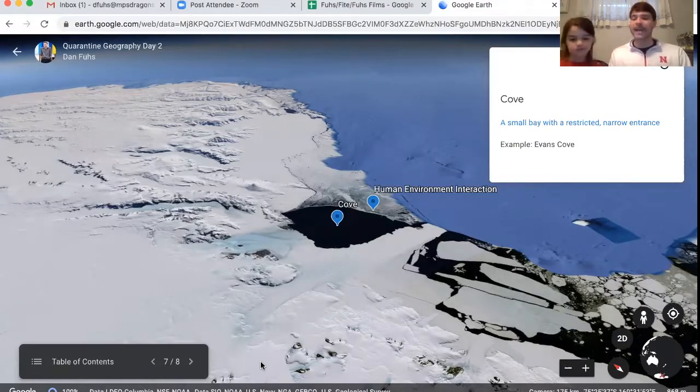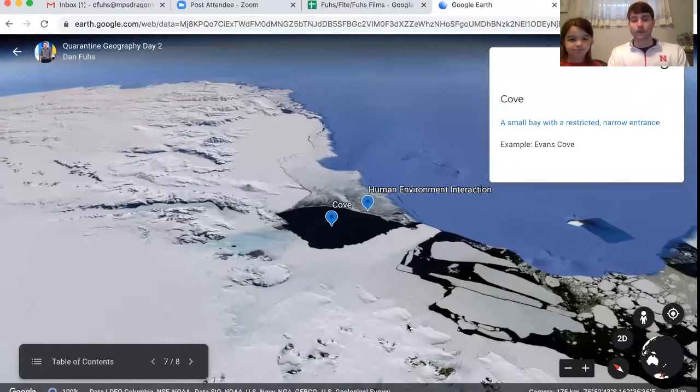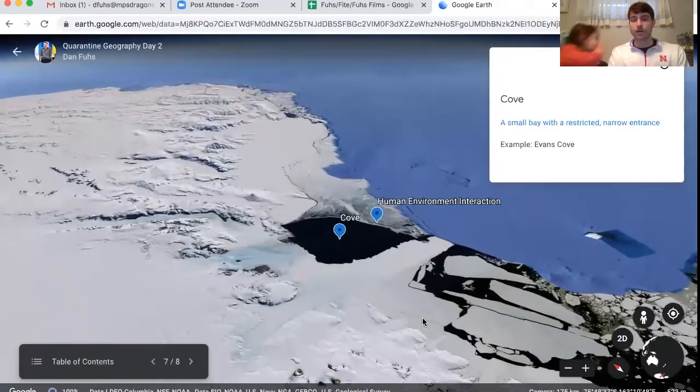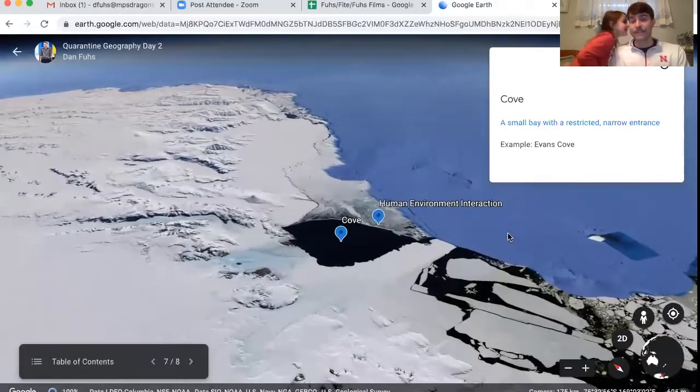Antarctica is not home to a lot of permanent populations, but there are scientist facilities that are there, usually not all year round, but for parts of the year. But one common place that you can go is a cove, like Evans Cove. You see the cove? Okay, so there's a small, narrow mouth. It's very small, a lot of times used for docking ships, similar to a harbor.